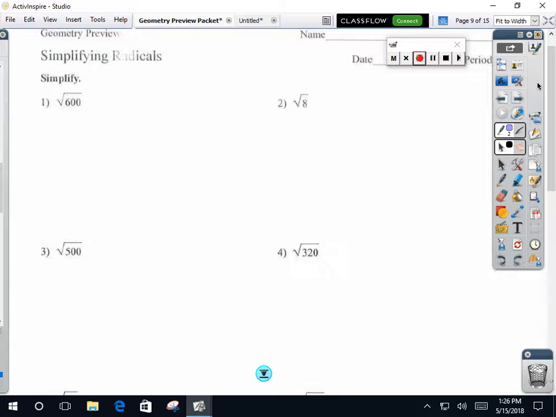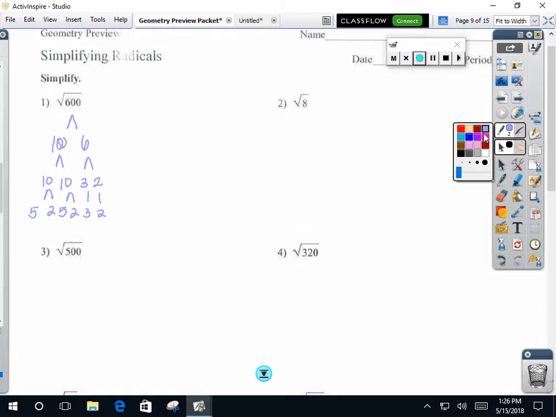Okay, so number 1. We're trying to simplify the square root of 600. So you do a factor tree. What numbers multiply to 600? Okay, you could use 100 times 6. Then what numbers multiply to 100? Okay. What numbers multiply to 6? What numbers multiply to 10? And then another 10 is another 5 and a 2, and then 3 just comes down because it's prime, and so does the 2. Once you have written out all the factors and their prime numbers, what do you now do?